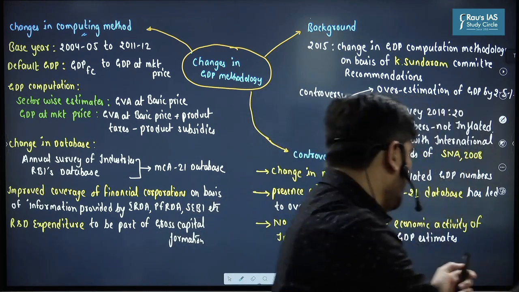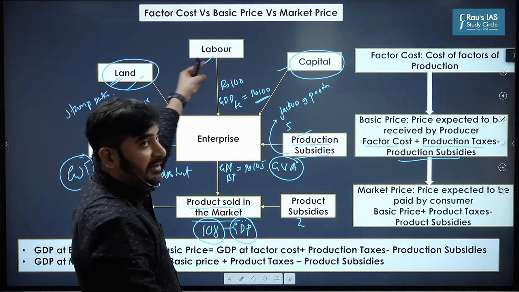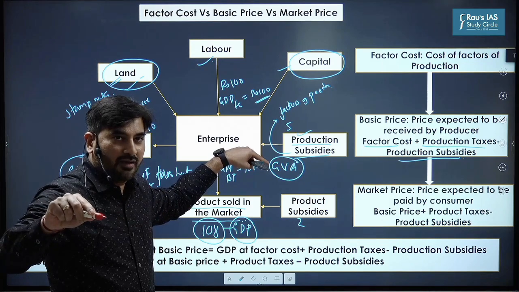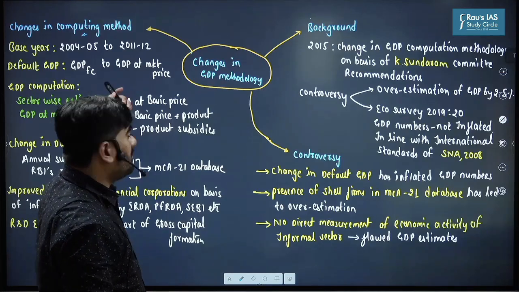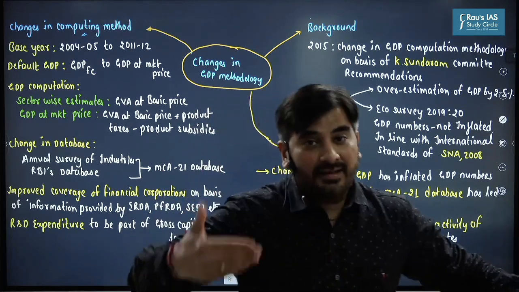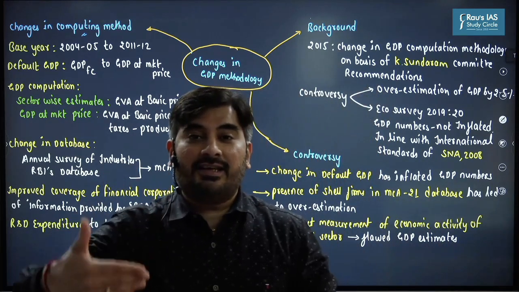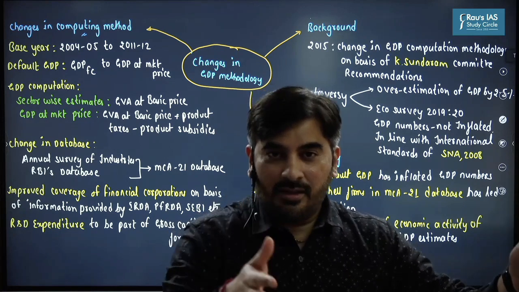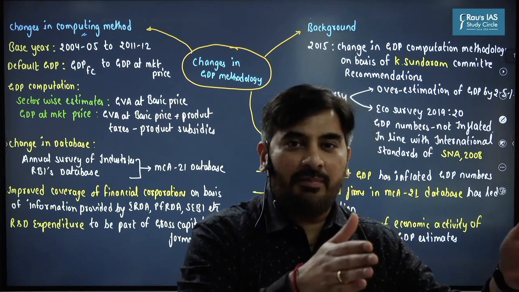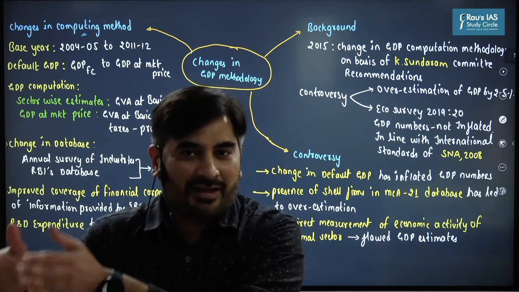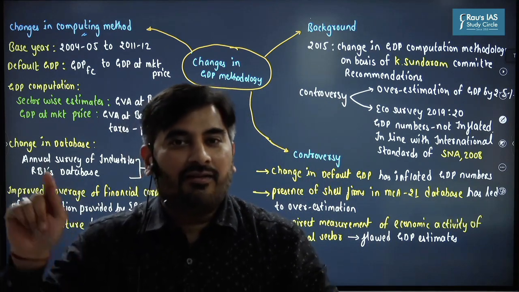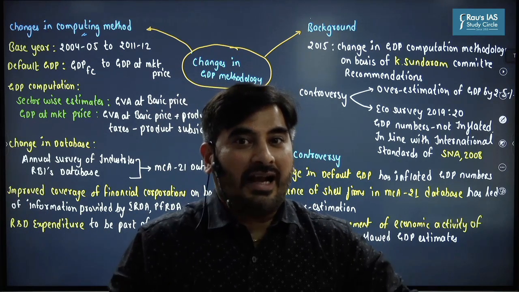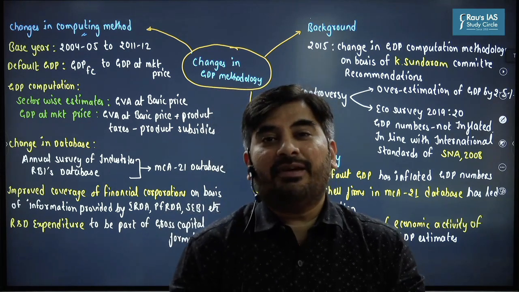So remember the last slide I told you, GDP at factor cost and GDP at basic price. To calculate the contribution of different sectors to India's economy, we take the GDP at the basic price. And then to calculate the GDP at an all India level, we sum up the GDP at basic price or the GVA at basic price of agriculture, industry, and services. To that we add product taxes and deduct the product subsidies. So that is how we are now calculating the GDP at market price.